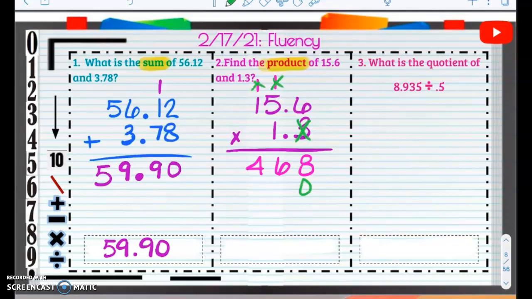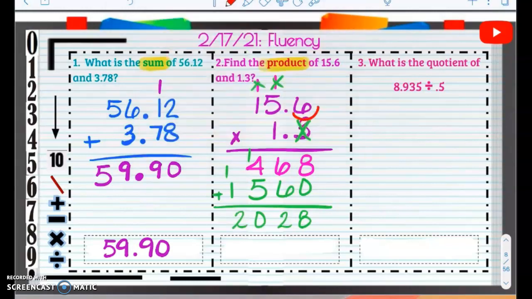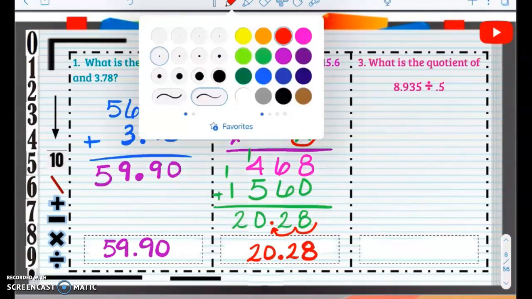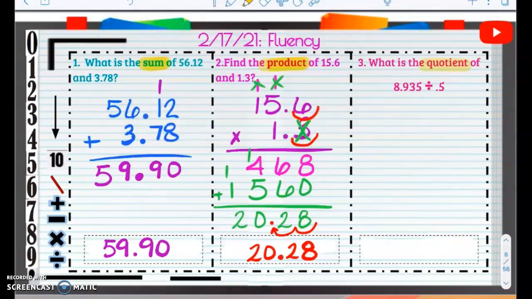We are also done with these remainders. 1 times 6 is 6. 1 times 5 is 5. 1 times 1 is 1. We're going to add these up. 8 plus 0 is 8. 6 plus 6 is 12. 5 plus 4 is 9, plus 1 is 10. 1 plus 1 is 2. We are going to move our decimal in 1, in 2. So our answer is going to be 20 and 28 hundredths. Perfect.